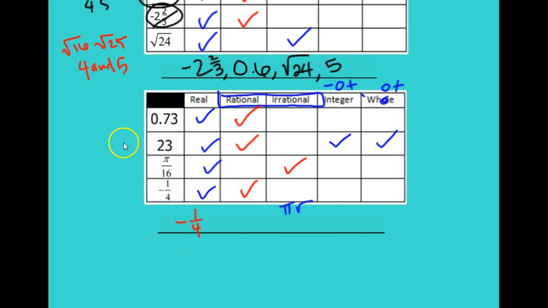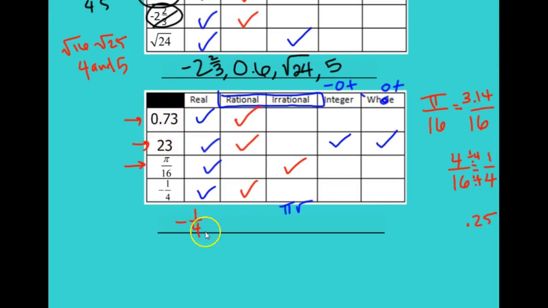Then we have 23, we have 0.73, and pi over 16. Well, I don't know what pi over 16 is, but I know pi is really close to 3.14. So you could just plug this in your calculator, or I know it's really close to 4 over 16, and that simplifies to 1/4 if you divide by 4. 1/4 is the same as 0.25. Well, since 3.14 is a little bit less than 4, I know it's a little bit less than 0.25, which is also less than 0.73.